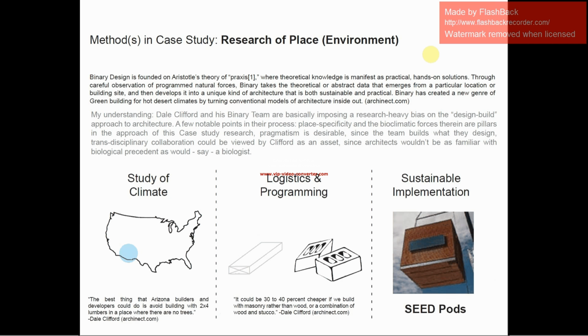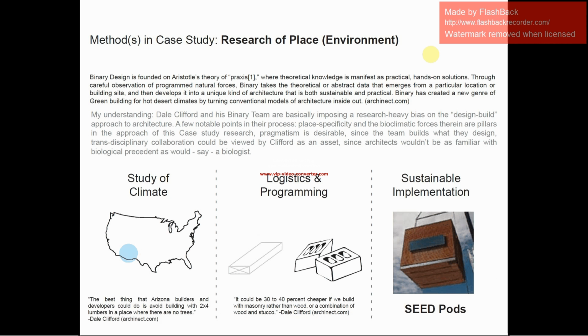And so his methods in the case study would be researching the climate and the environment of the place. He picked Tucson, Arizona because of the harsh circumstances seen there in terms of its hot, arid climate. And so by picking one of the worst case scenarios, that sets it up to be applicable to any circumstances as harsh or less harsh than Tucson, Arizona.